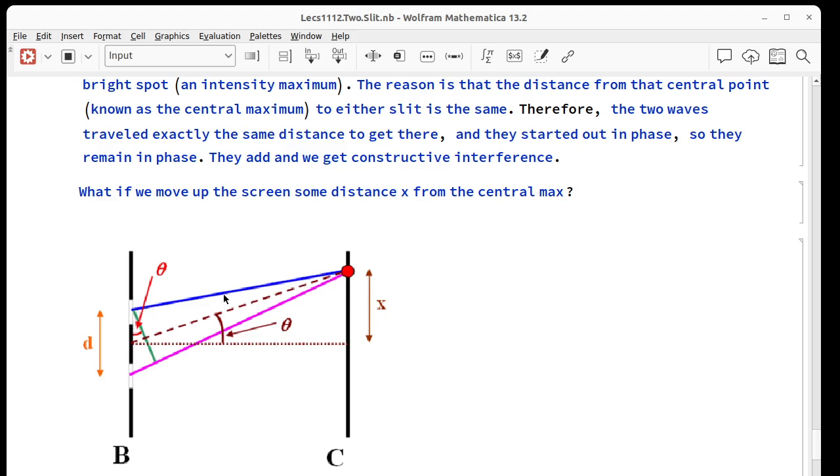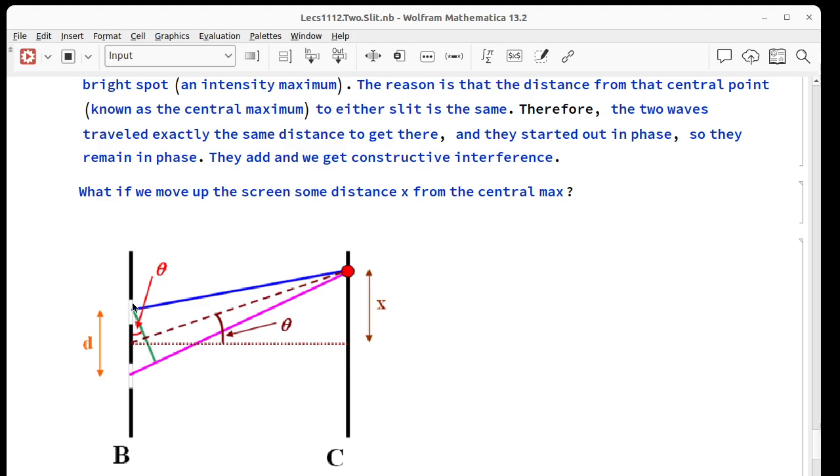We want to know how much extra distance this purple path measures compared to the blue path. The extra part is down here from the green line to the slit. This is distance that the light from the bottom slit has to travel that the light from the top slit doesn't have to travel. That extra distance is what determines whether they're going to arrive here in phase or not. We can figure out what that is by doing a little bit of trig.